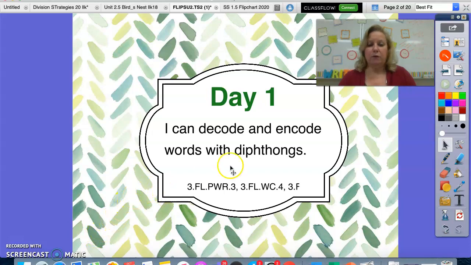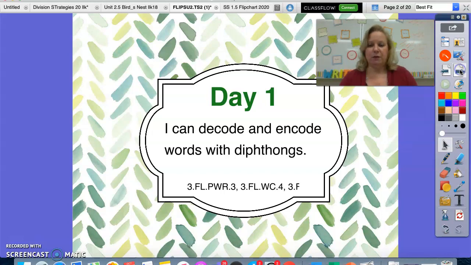We are going to go over our spelling words, and this is our mini lesson for our spelling words for the week of 10/19 and 10/26. We will have a spelling test on 10/29. All right, so here we go. What we're going to do is we're working on decoding and encoding words with diphthongs.